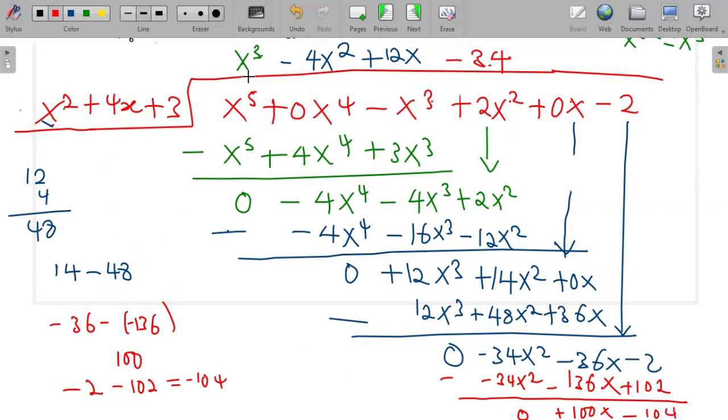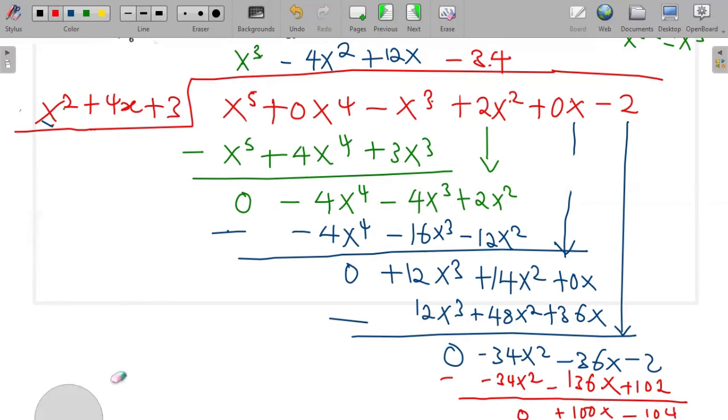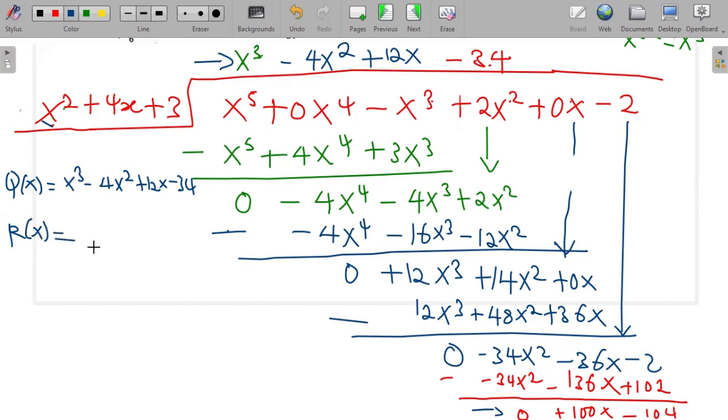Okay, so we are done dividing. So which one is the quotient? Which one is the remainder? Okay, so the quotient is this guy on top. The remainder is what we have there. So I'm going to say the quotient, which is q of x, is equal to x to the power 3 minus 4x squared plus 12x minus 34. And then the remainder, which is r of x, will just be equal to 100x minus 104. Okay, we are done. That's the remainder there.